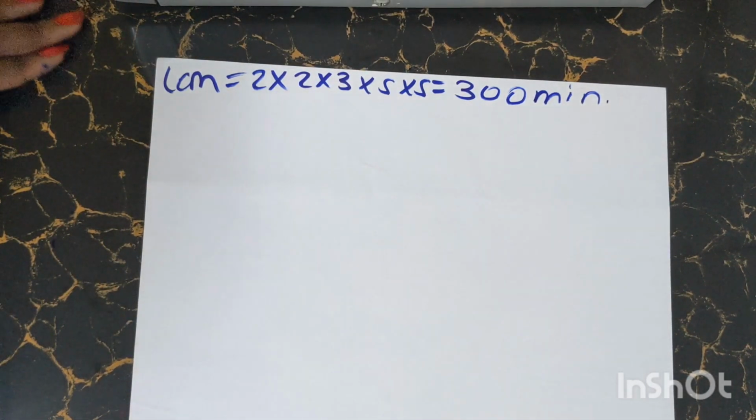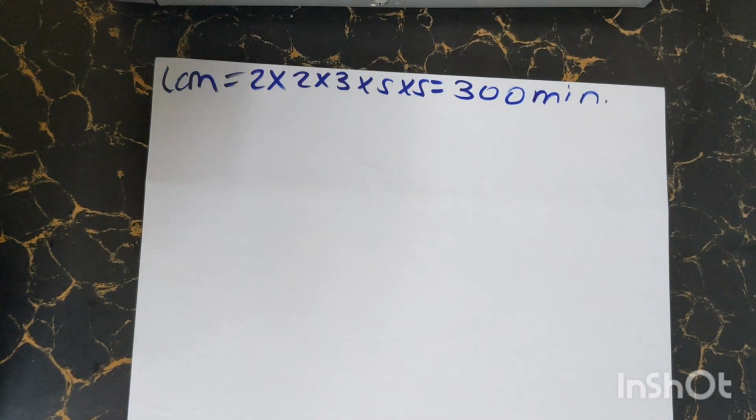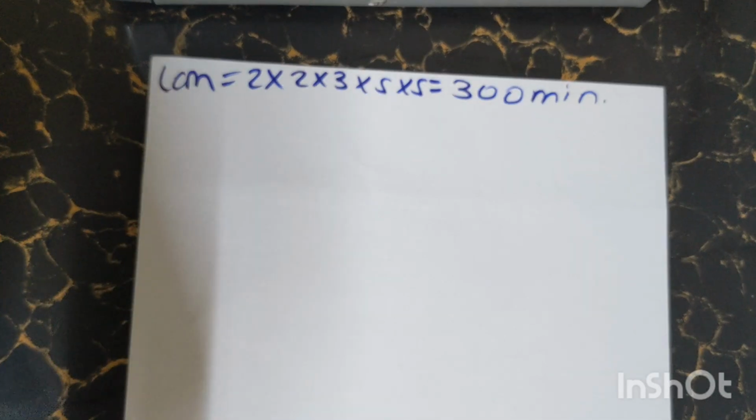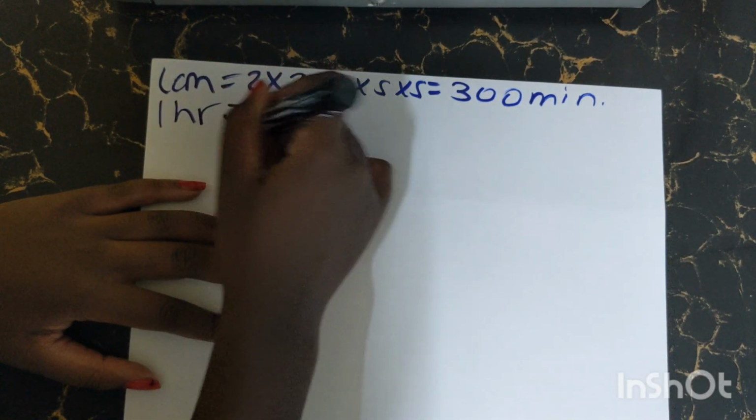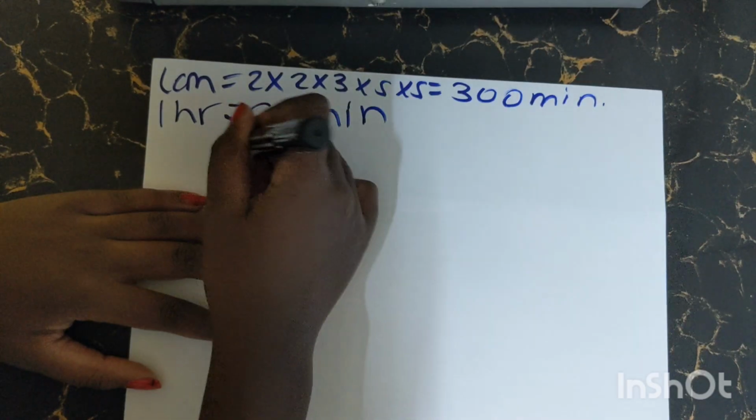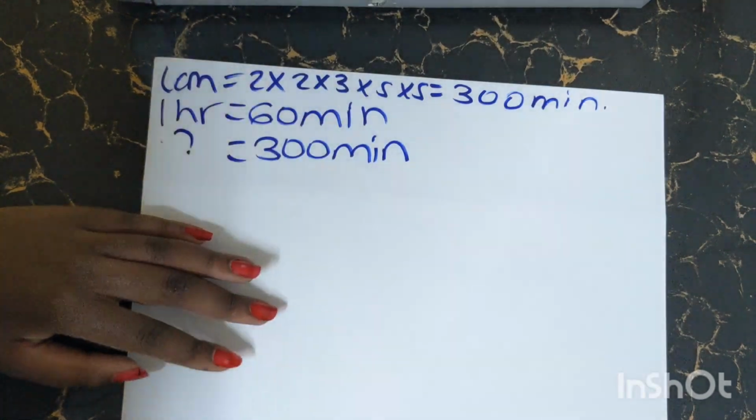So we'll need to convert this 300 minutes into hours so that we know the next time the services will leave together. Okay? And we all know that 1 hour has 60 minutes. So we'll ask ourselves how many hours are there in 300 minutes. There'll be more hours, definitely.